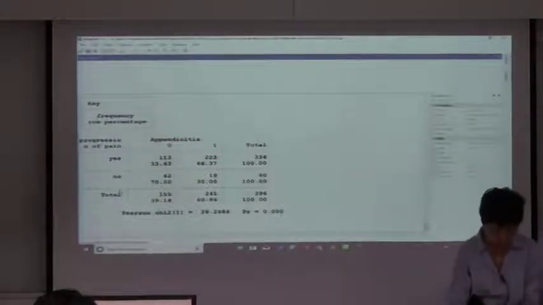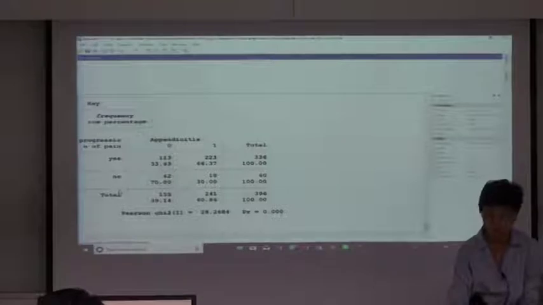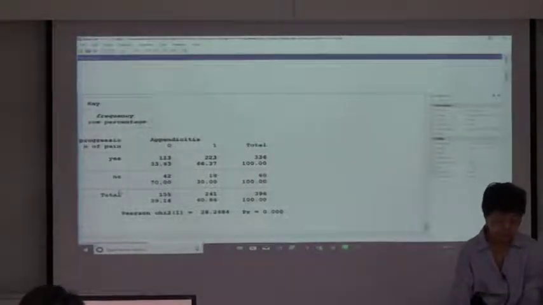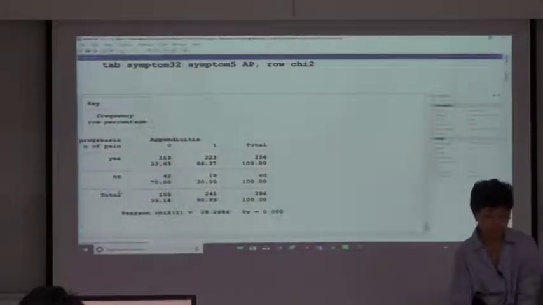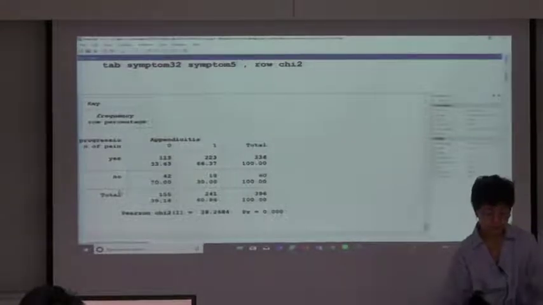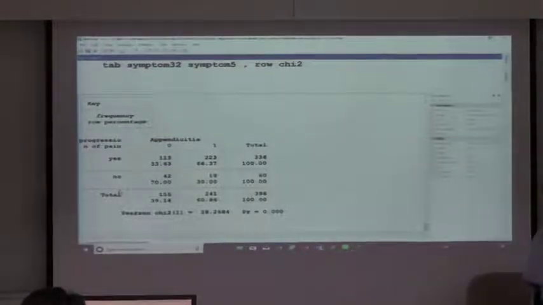Let's take a look if it is also common or associated with non-migration of pain. So symptom 5 and symptom 3-2, right? Is it right?